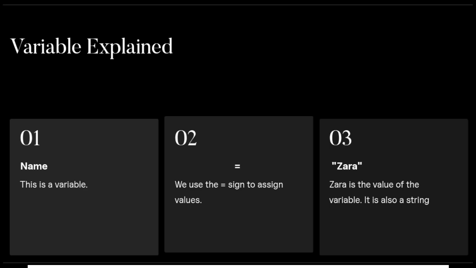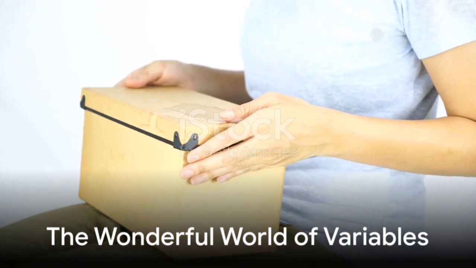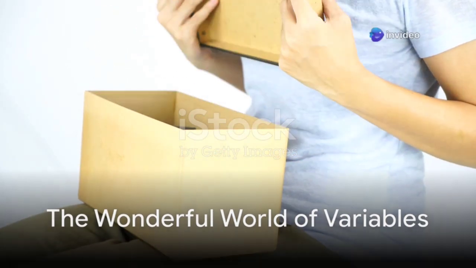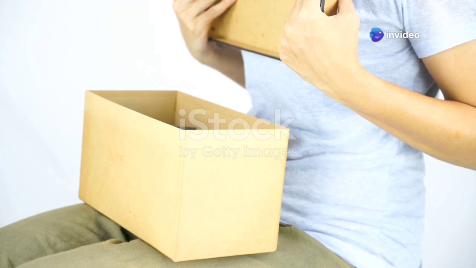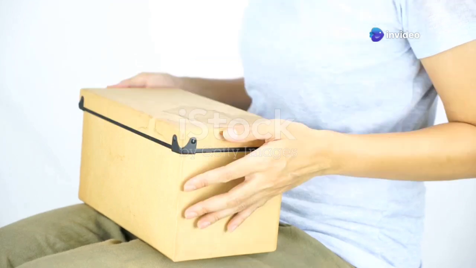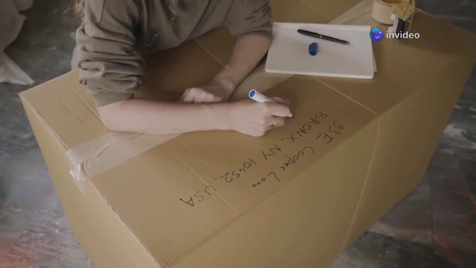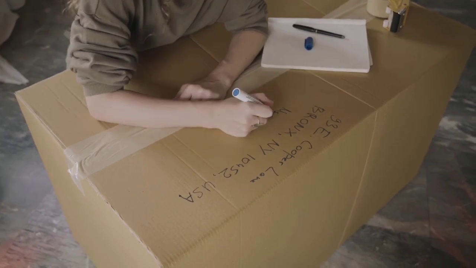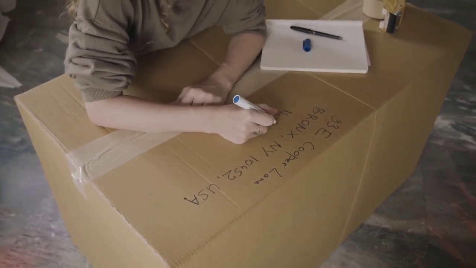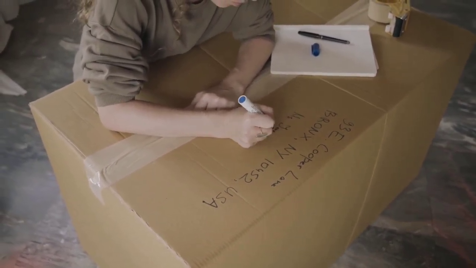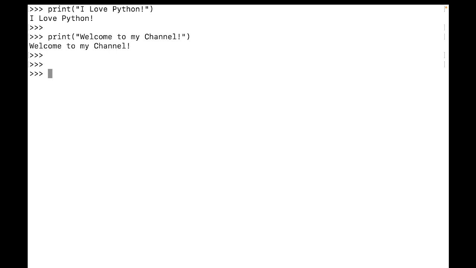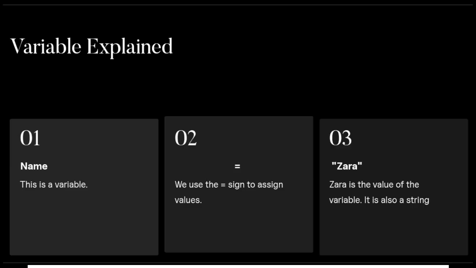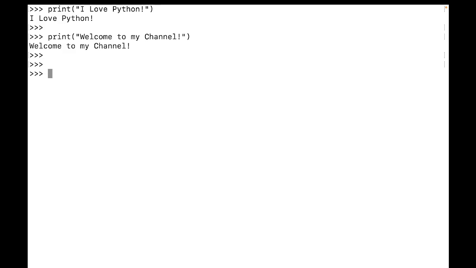What is a Python variable? Let's say you want to store information like a name, a number, a score. In real life, we use label boxes. In Python, we label data using variables. So Python variables are containers. It is used to store a value, and we use the equal sign to assign values to the variable. Let me give you an example here.